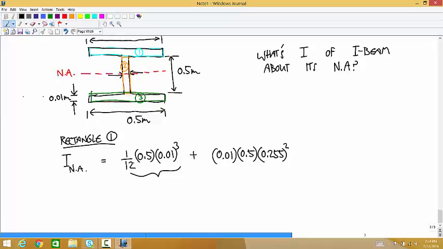So what do you get for this one? Let's do these separately just so you can see that. So this is 1 times 10 to the minus 6, 0.5 times 10 to the minus 6, and then divided by 12. What do you get there? It's like 4.16 e to the minus 8. That's repeating, I think, e to the minus 8. So it's very small. Basically nothing due to the shape itself.